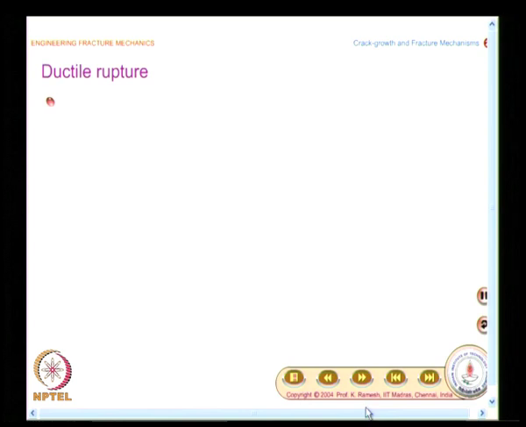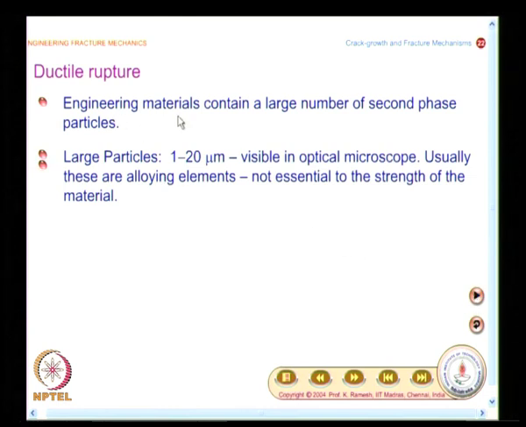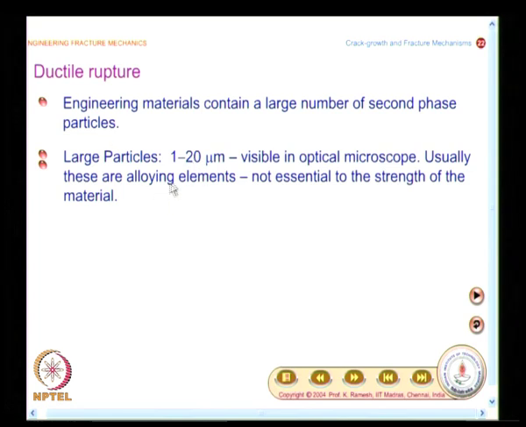Then we move on to what is ductile rupture. You will have to understand what engineering materials contain. They contain a large number of second phase particles. This is all understanding from metallurgy. Unless you go into how alloying is done and what kind of issues, you will not be able to appreciate this. And recognizing the kind of various particles helps you to understand what are the processes by which ductile rupture takes place. So, you could have large particles which are of size 1 to 20 micrometers. When I say large particles, they are visible in optical microscope. And what are they? They are usually alloying elements, not essential to the strength of the material, but they are present, it is unavoidable.